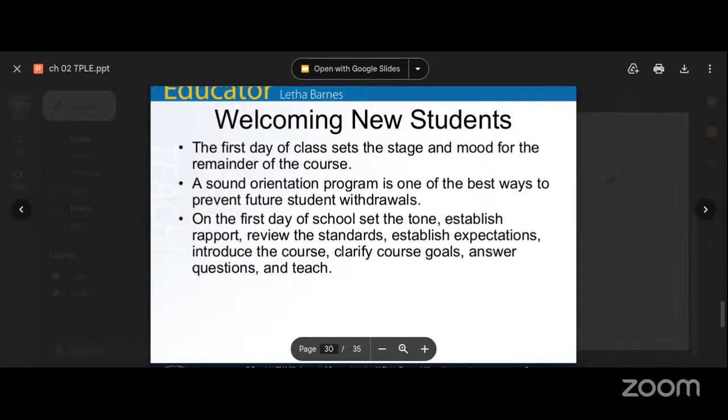It says on the first day of school: set the tone, establish rapport, review the standards, establish expectations, introduce the course, clarify the goals, and answer questions and teach. That's a lot on the first day. And we did this yesterday. I was exhausted after getting through telling them about everything, all kinds of clock-ins and things of that nature.